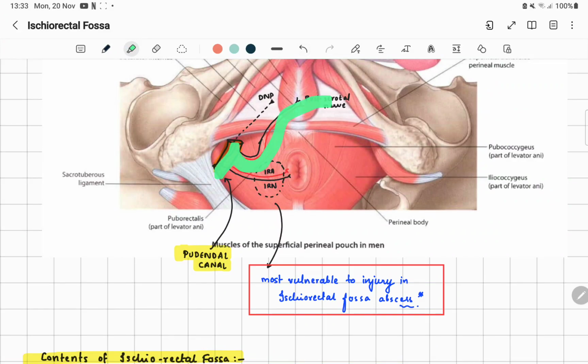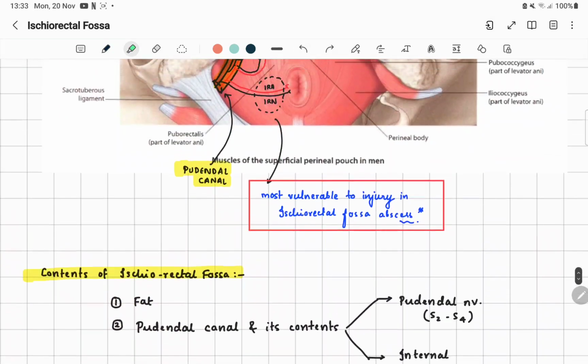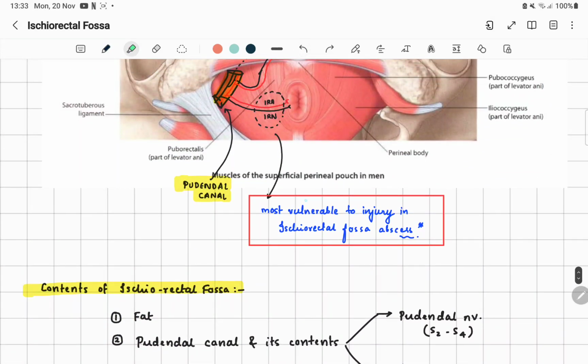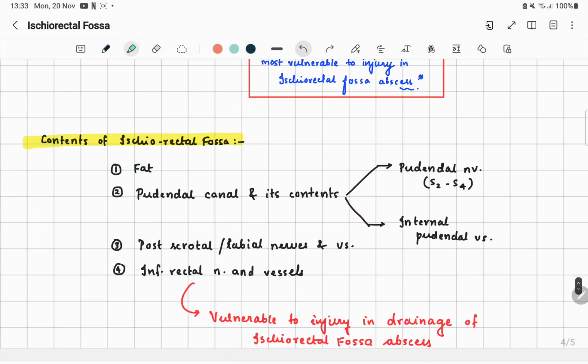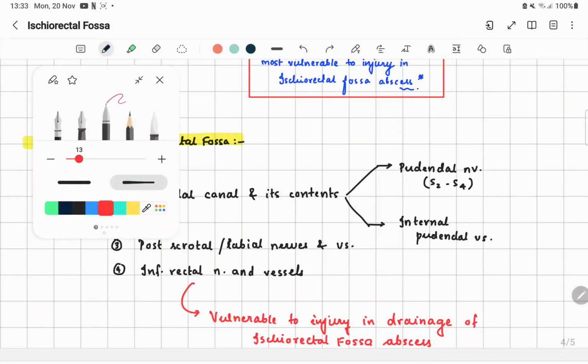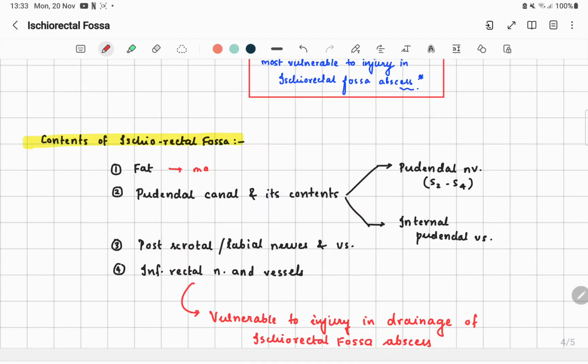Along with the posterior scrotal nerve, we have the posterior scrotal vessels, and with the inferior rectal nerve, we have the inferior rectal vessels. Okay, and this inferior rectal artery and this inferior rectal nerve are most vulnerable to injury in an ischiorectal fossa abscess. What are the contents of the ischiorectal fossa? The main content is fat. Amazingly, the main content of the ischiorectal fossa is fat. Just don't forget to write fat.